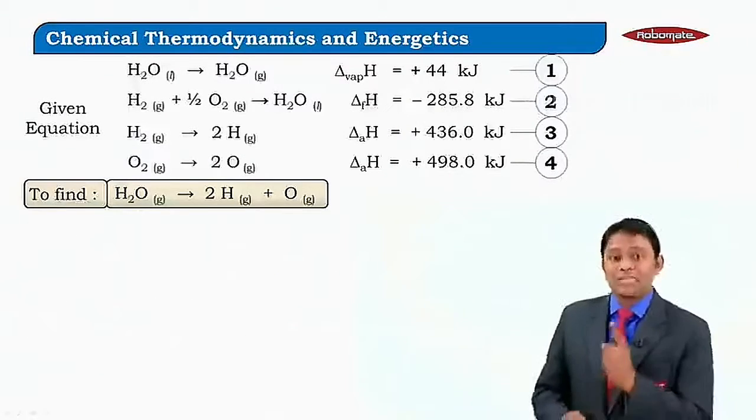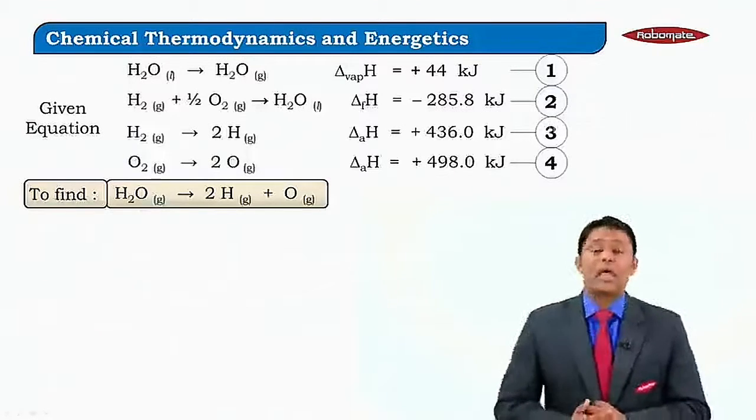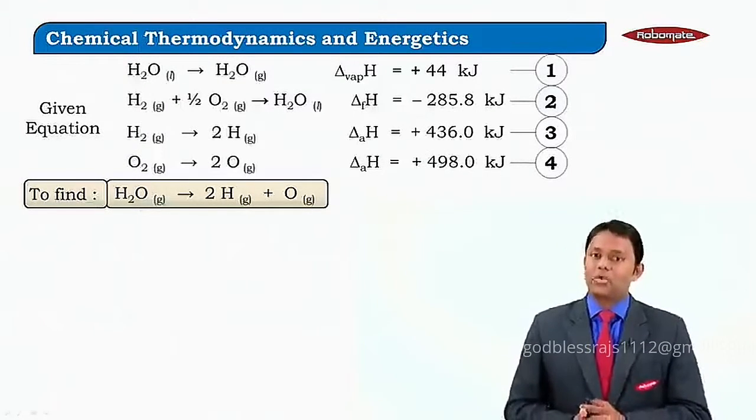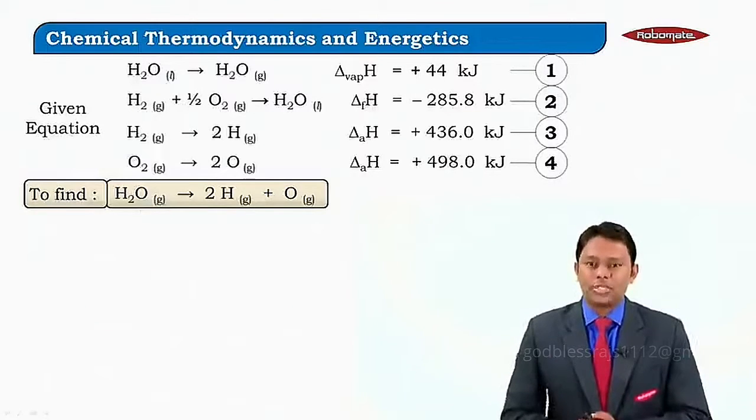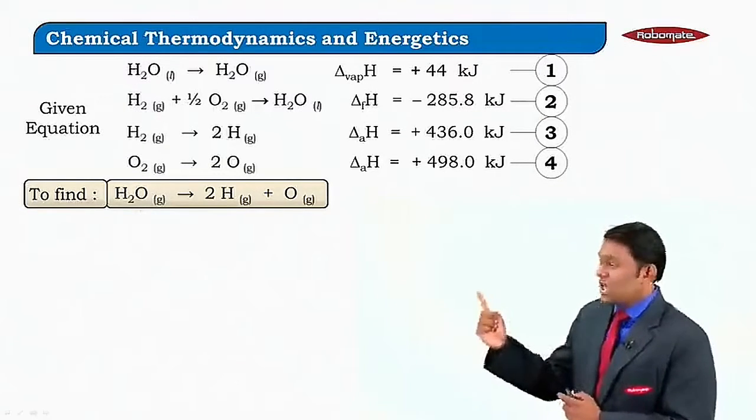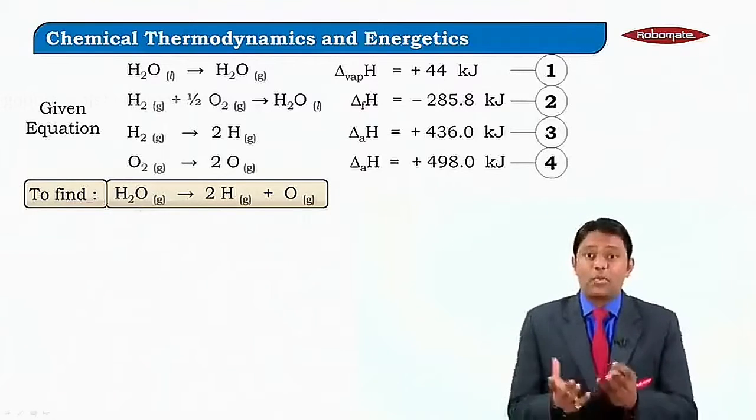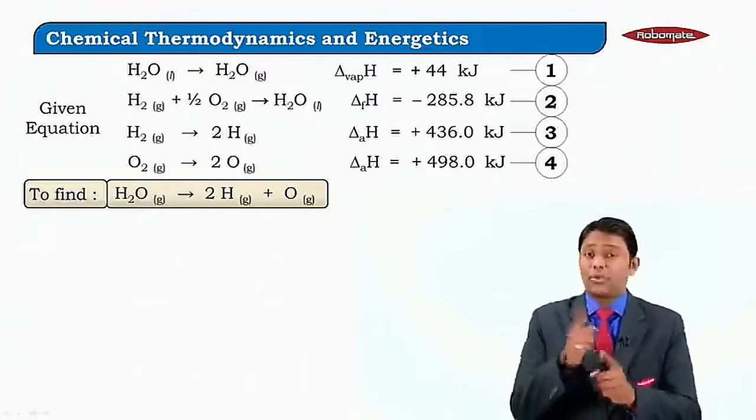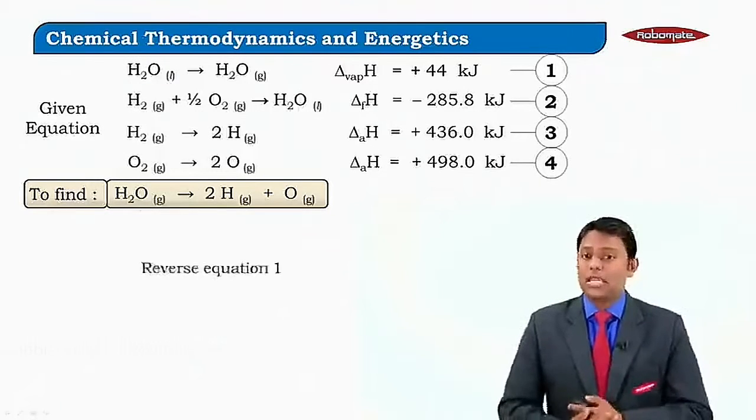Now we'll be using these reactions to get the given equation. What we have to find is H2O gas giving you 2 hydrogen atoms and an oxygen atom. So let us first search where hydrogen gas is present in the equations. It is present in the first equation, but it is on the product side. So we have to reverse equation number 1.